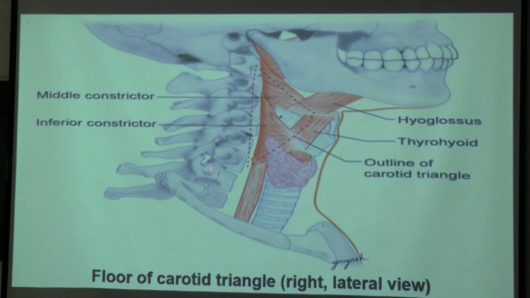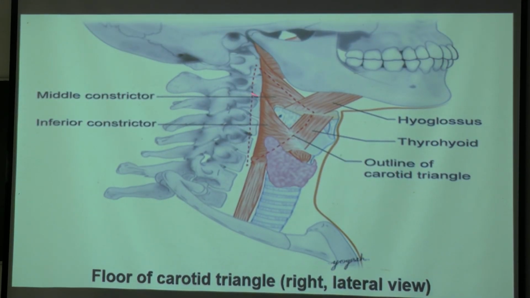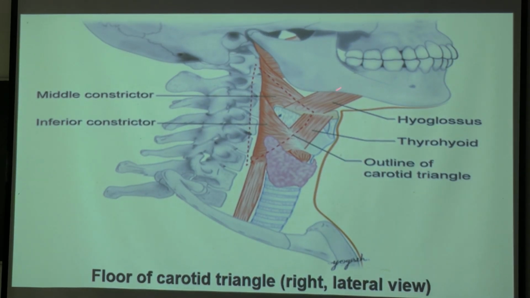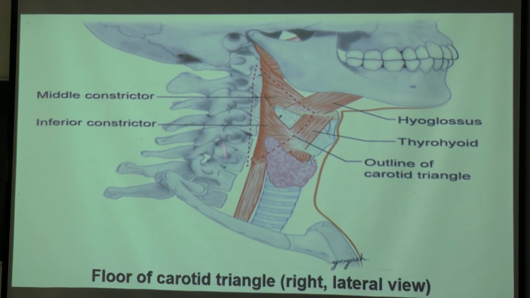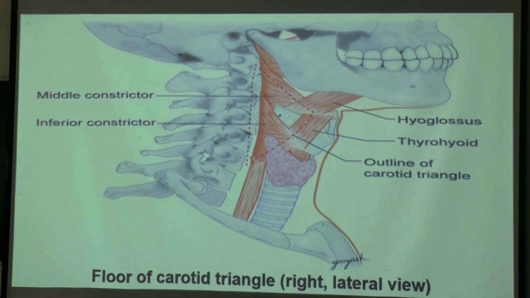See here, the floor muscles have been shown: middle constrictor, inferior constrictor, thyrohyoid, and here is the hyoglossus. Okay, hyoglossus also forms the floor of the digastric triangle. So these are the four muscles forming the floor of the carotid triangle.